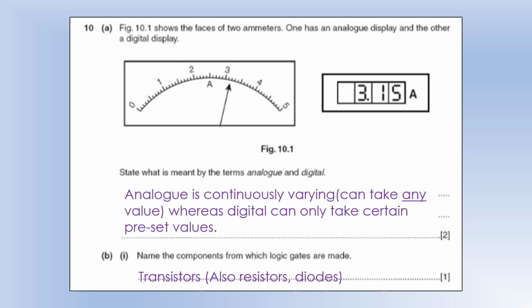So it says name the components from which logic gates are made. So the device is called a transistor. Pretty much every electrical device known to man uses transistors, but it would also have some other components in it too, like resistors, diodes, etc., depending on the device.